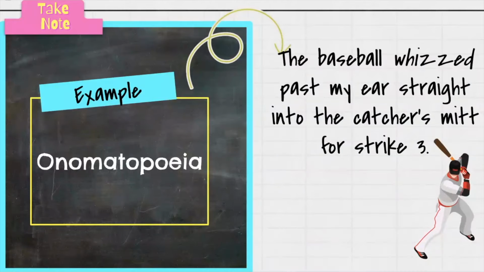The baseball whizzed past my ear straight into the catcher's mitt for strike 3. You could probably feel that. Like, put yourself in his position. The baseball whizzing past the ear. That whizzed word is the onomatopoeia, and it puts you in the character's shoes so you can feel what they're feeling.